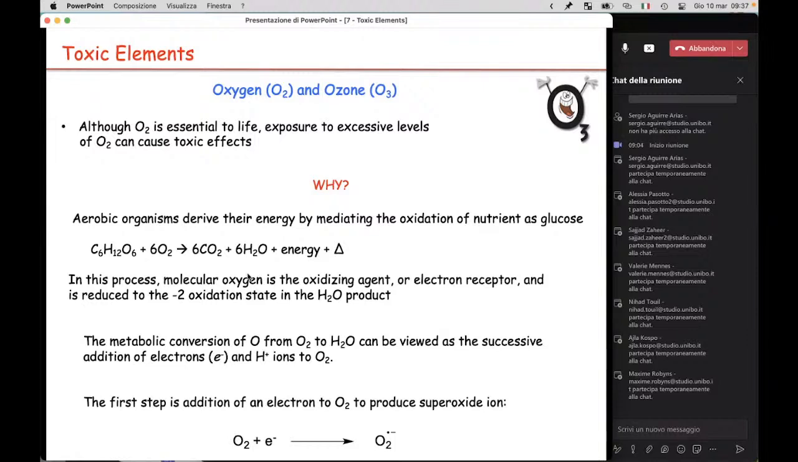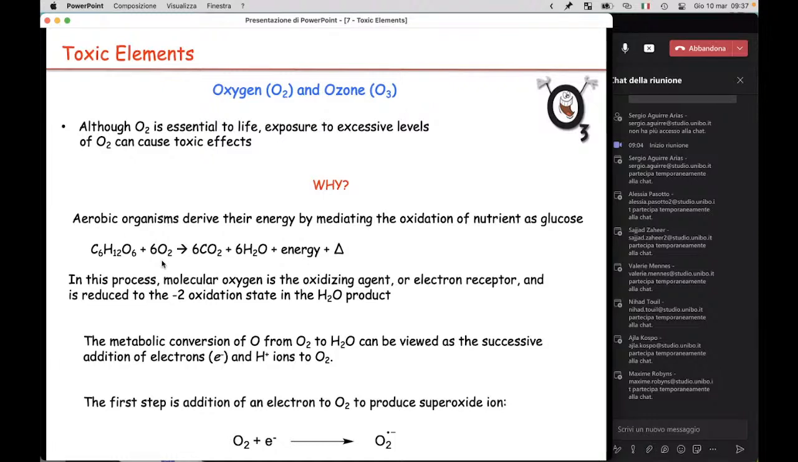So, in this step, where the energy is stored in ATP, we have the reduction of oxygen molecules to water, and oxygen gains 2 electrons, and as a consequence also 2 hydrogen ions to produce, in fact, water. Okay, so this can be seen as a stepwise process where oxygen initially receives 1 electron, so 1 electron at a time.